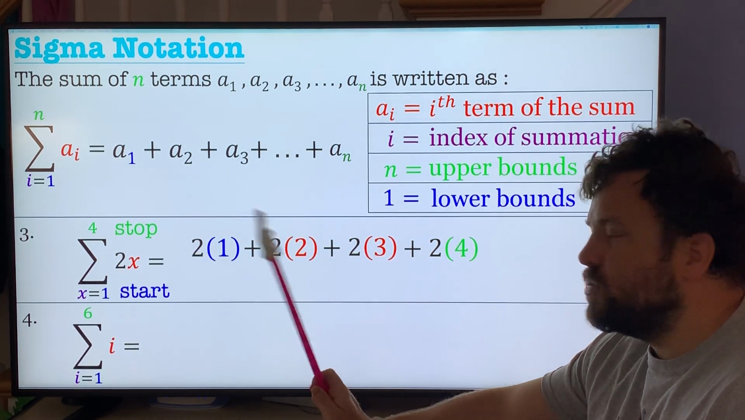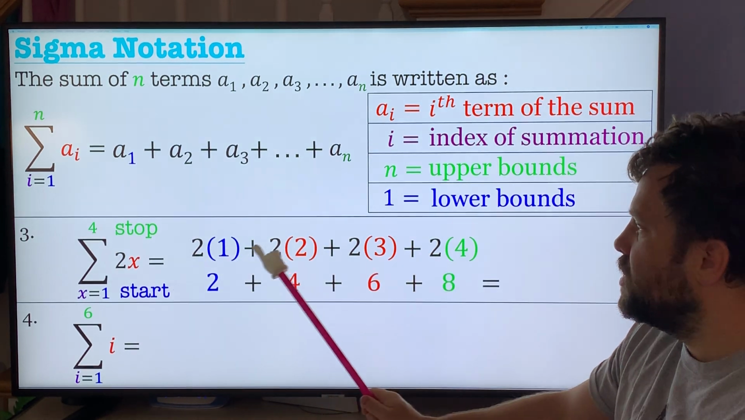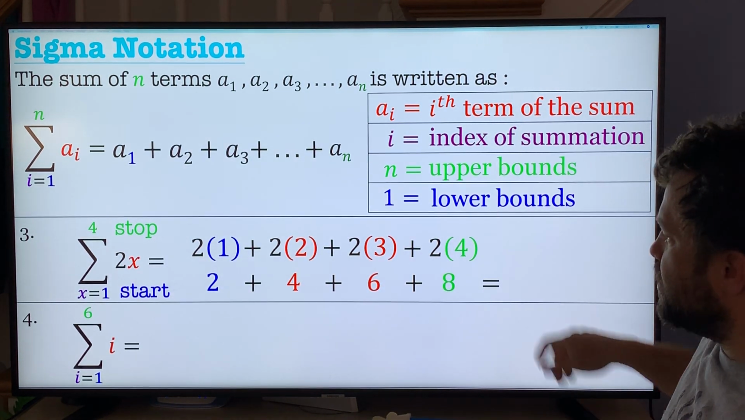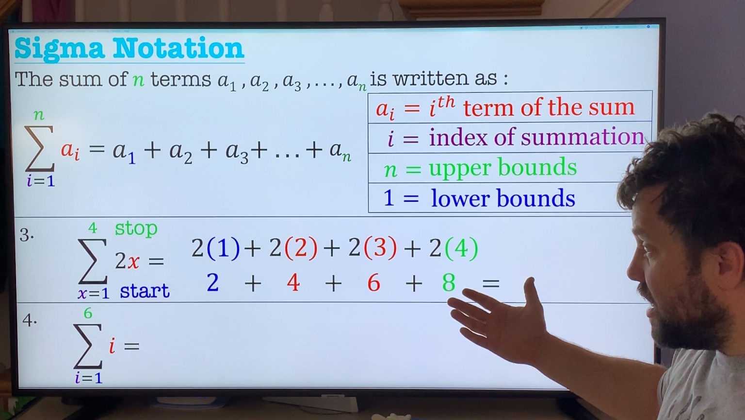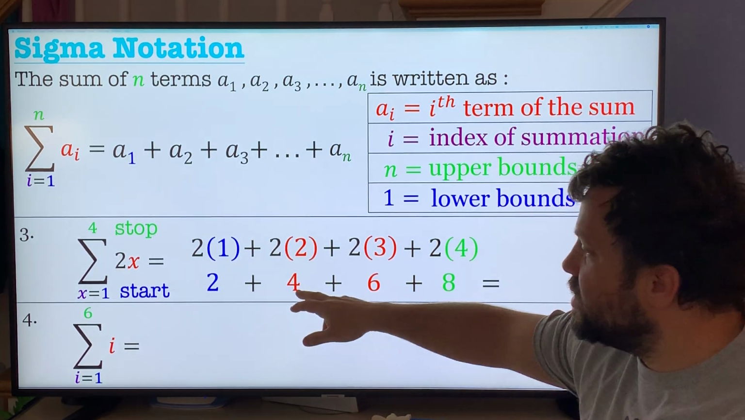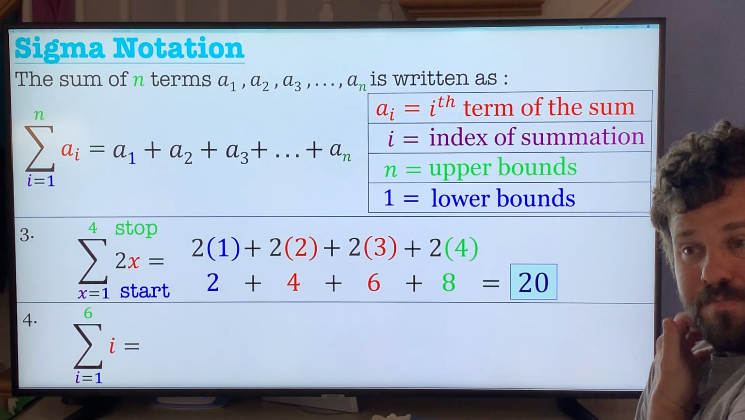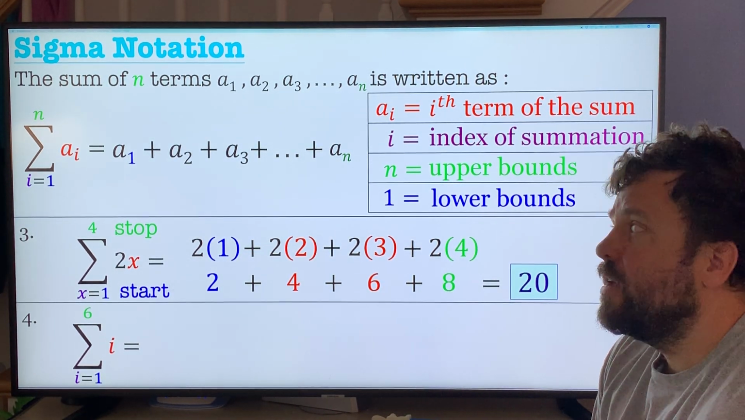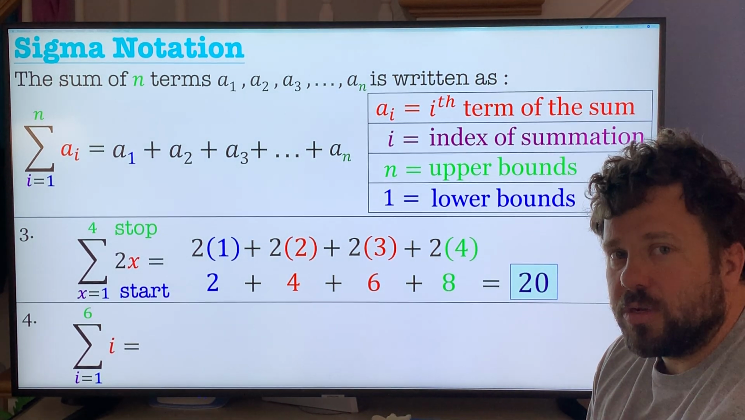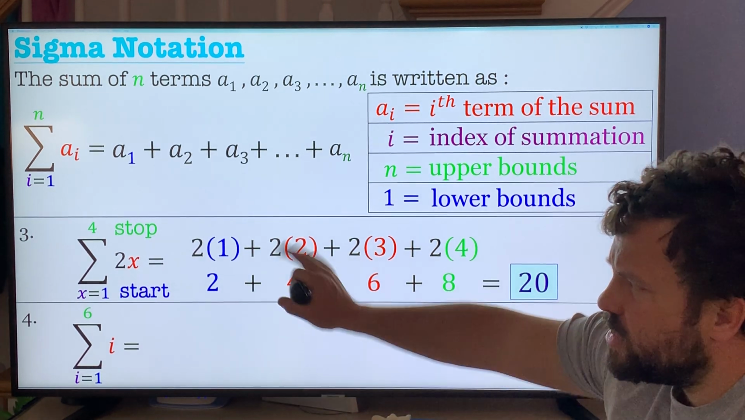And then what you do is you simplify. 2 times 1 is 2, 2 times 2 is 4, 2 times 3 is 6, 2 times 4 is 8. All right, and then you add them. 2 plus 4 is 6, plus 6 is 12, plus 8 is 20. See, not too bad, right? Tedious to do it this way, but I'm going to show you a quicker way in a little bit. I want you guys to get the concept first.